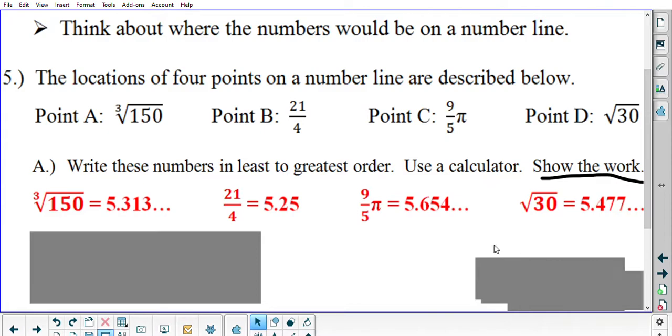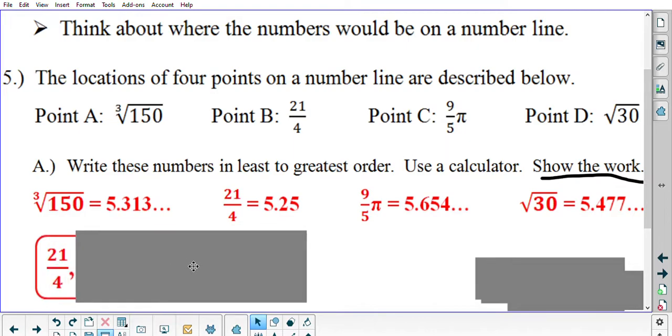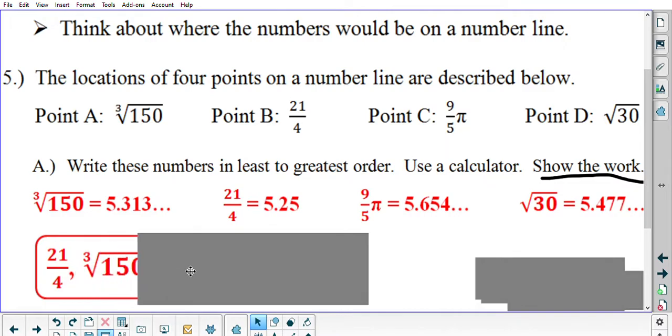All right, they all start with 5, don't they? So what's the next number according to place value? 5.3, 5.2, 5.6, 5.4. Well, 5.2 is smaller than 5.3 or 5.4 or 5.6. So that means the 5.25, which is 21/4, that's the lowest. Who's next? 5.3 is smaller than 5.6 or 5.4. So the cube root of 150 is the next least number. Because it did say least to greatest order, didn't it? I hope you didn't put it in greatest to least.